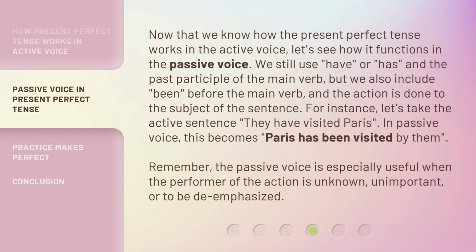Now that we know how the present perfect tense works in the active voice, let's see how it functions in the passive voice. We still use have or has and the past participle of the main verb, but we also include been before the main verb, and the action is done to the subject of the sentence. For instance, let's take the active sentence, "They have visited Paris." In passive voice, this becomes, "Paris has been visited by them." Remember, the passive voice is especially useful when the performer of the action is unknown, unimportant, or to be de-emphasized.